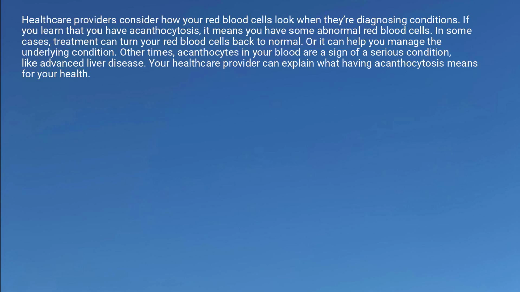Healthcare providers consider how your red blood cells look when they're diagnosing conditions. If you learn that you have acanthocytosis, it means you have some abnormal red blood cells. In some cases, treatment can turn your red blood cells back to normal. Or it can help you manage the underlying condition. Other times, acanthocytes in your blood are a sign of a serious condition, like advanced liver disease. Your healthcare provider can explain what having acanthocytosis means for your health.